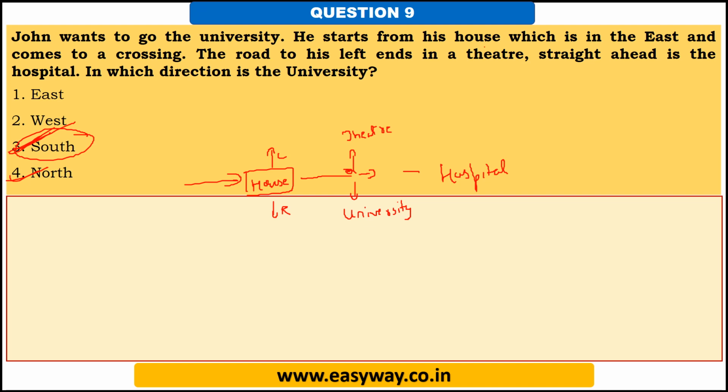So in this question, what we have done is we have taken the house in the east direction. For the person in the east direction, this will be the left side and this will be the right side. On the left side is the theater, straight ahead is the hospital, so the university will be in the south direction. So option number 3 is the correct answer.